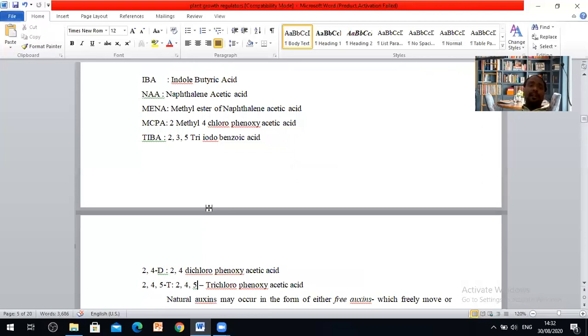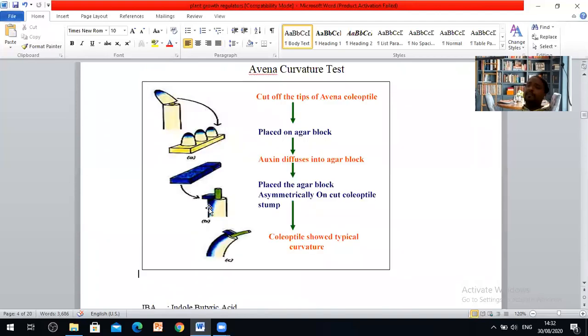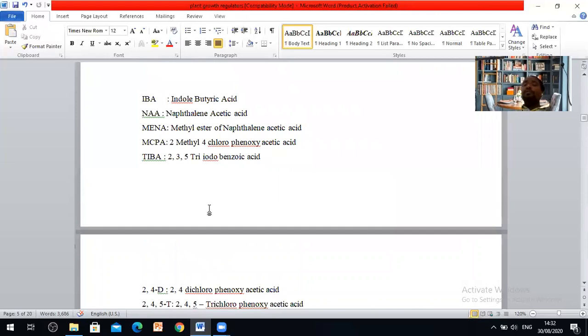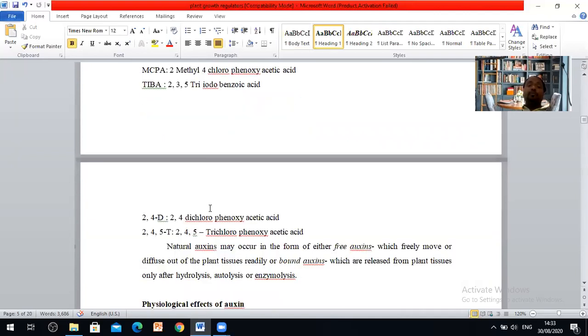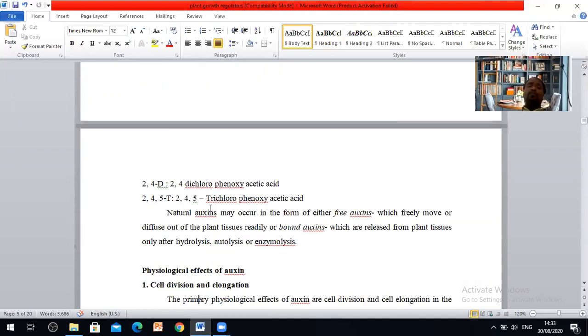Now, these auxins exist in different forms. The main and important form of the auxin is IAA, that is indole acetic acid. Then it also exists in the form of IBA, indole butyric acid; NAA, naphthalene acetic acid; MCPA, 2-methyl 4-chlorophenoxyacetic acid; TIBA, 2,3,5 tri-iodobenzoic acid; 2,4-D, that is 2,4-dichlorophenoxyacetic acid; and 2,4,5-T, that is 2,4,5-trichlorophenoxyacetic acid.